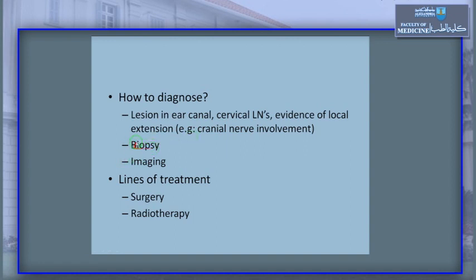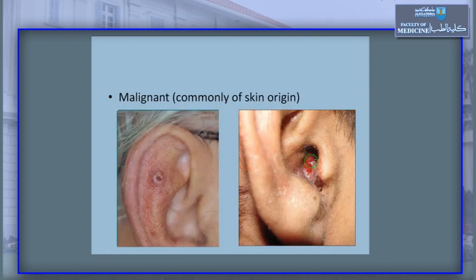So what we do, we need to do a biopsy of this skin lesion. As we saw in the picture, this one from the floor of the ear canal looks like the lesion of malignant external otitis. That's why we need to do the biopsy to differentiate between this and that.